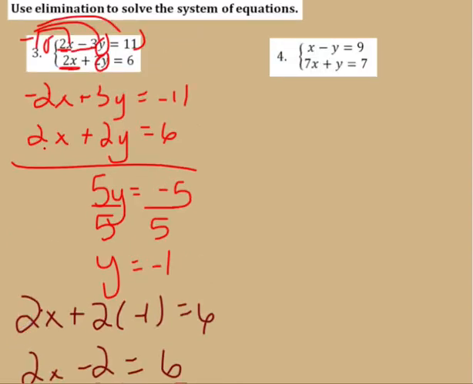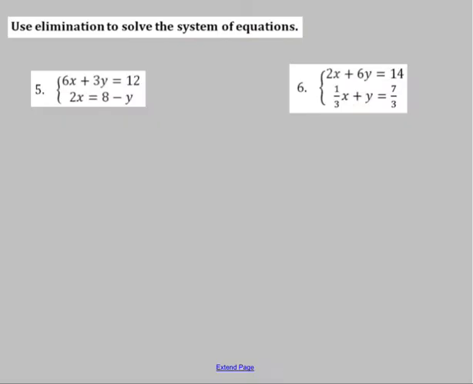Then I want you guys to take a look at number 4 on your own. What I want you to notice is y is already the same coefficient, opposite signs. So you don't have to do any multiplying at all. You can actually just go and add it together right now. Let's take a look at number 5.